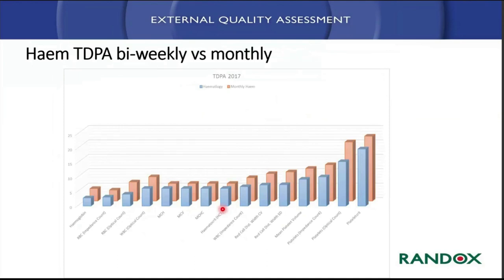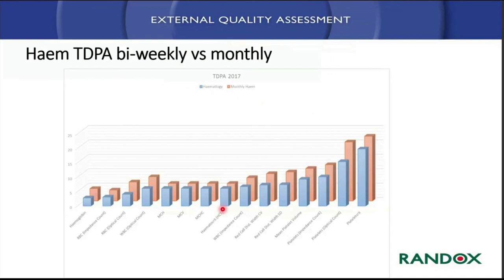So why is this the case? It wasn't anything to do with where the labs came from in the world. It wasn't anything to do with how new they were, whether they were long established labs that were running on the scheme or only newly on. It did seem to come down purely to whether they were running biweekly against monthly.